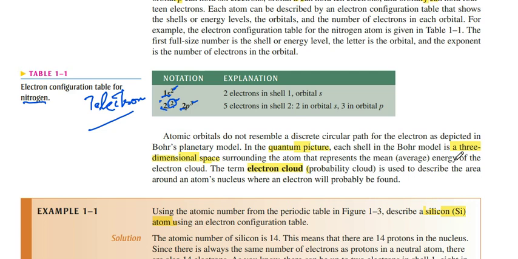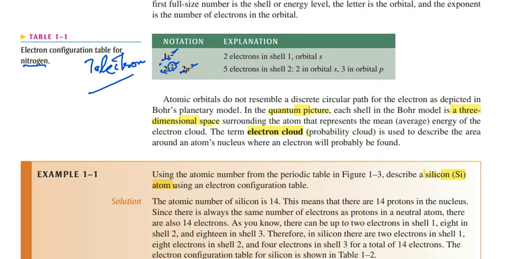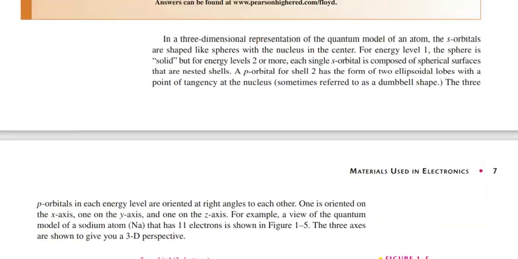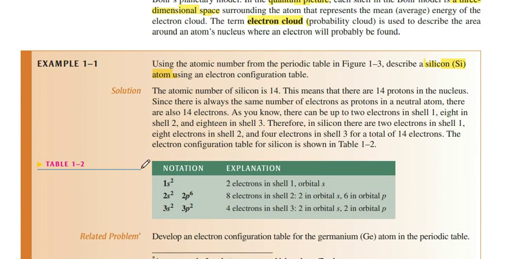Next, he mentioned the three-dimensional representation of atoms and electron clouds. It shows where the electrons may be, which the Bohr atomic model cannot explain. Here is the example: first we use the silicon atom, which has 14 electrons. So he showed how we write the configuration of their electrons.